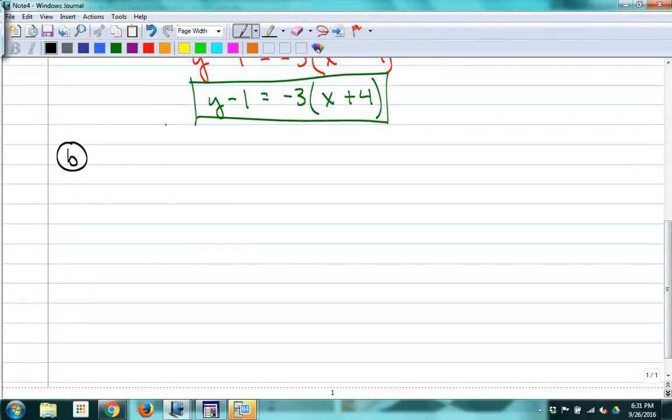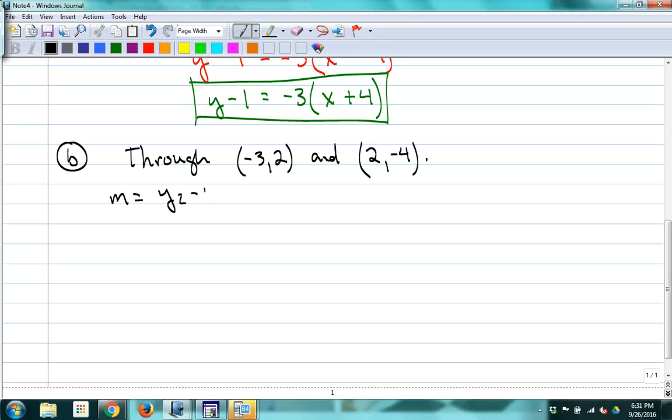Example B, let's write the equation of the line in point slope form. We're not going to waste time writing that whole big long sentence. It goes through -3, +2, and 2, -4. Uh-oh. They didn't give us everything. They didn't give me a slope. But they did give me two ordered pairs. I've got to find the slope using the slope formula that we already know. m equals y2 minus y1 over x2 minus x1. So we're going to plug that in and find the slope.